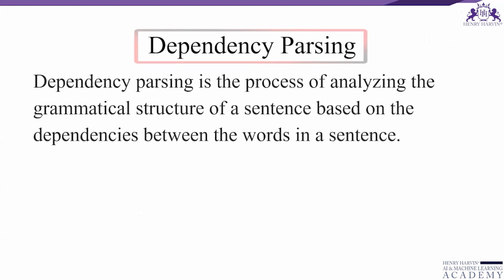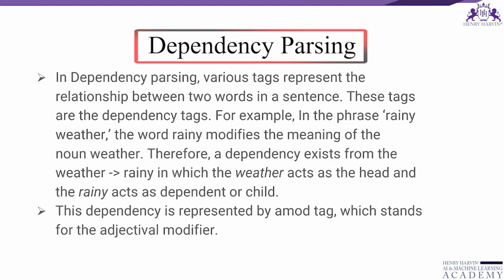The next one is about dependency parsing. So what is dependency parsing? It is the process of analyzing the grammatical structure of a sentence based upon the dependencies between the words in the sentence. So how can I understand this? In dependency parsing, there are various tags that represent the relationship between two words in a sentence. So these tags are dependency tags.